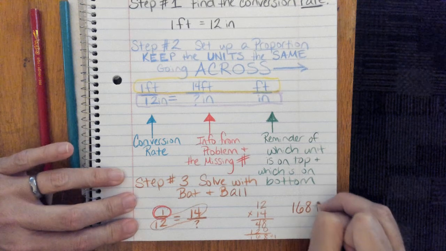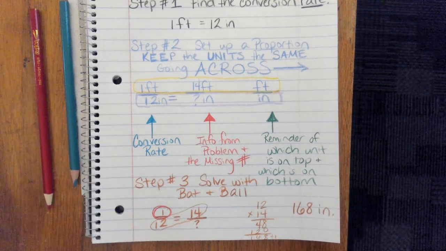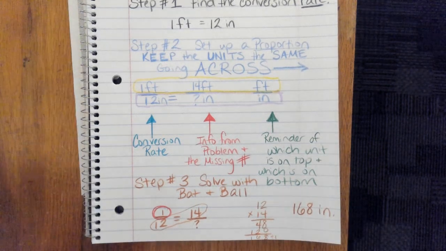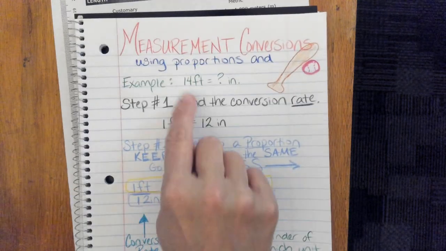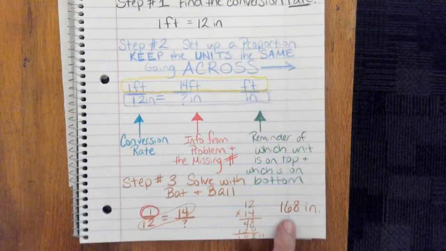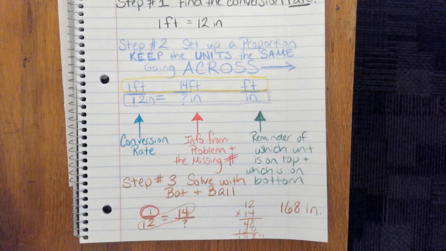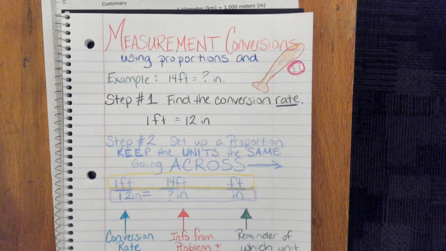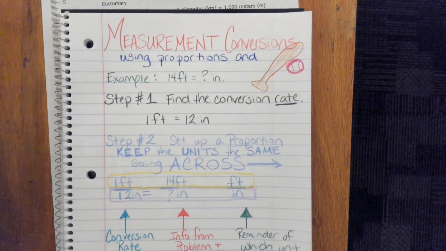So the answer is 168 inches. Then if you ask yourself, is that reasonable? Is 14 feet going to be a lot of inches or a small amount of inches? It's going to be a lot of inches. So 168 is reasonable, and it is my final answer. So that is measurement conversions using proportions and the baseball bat.